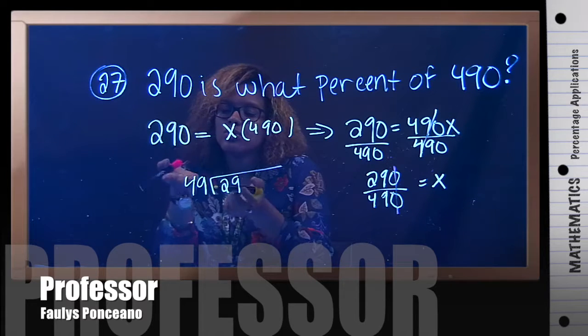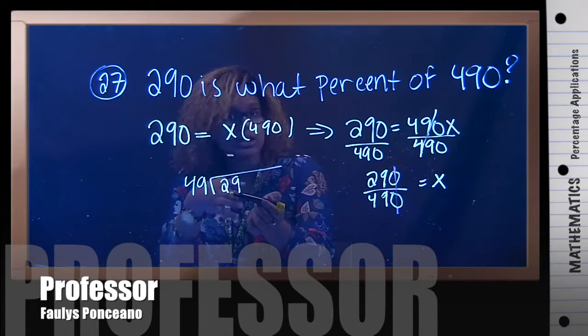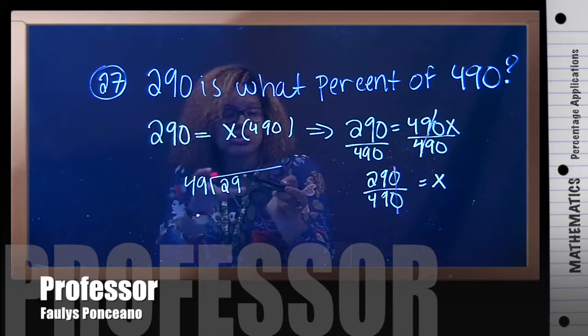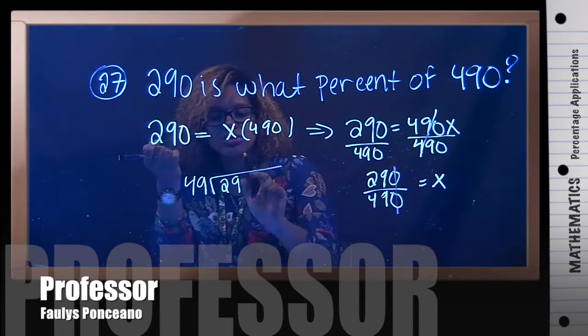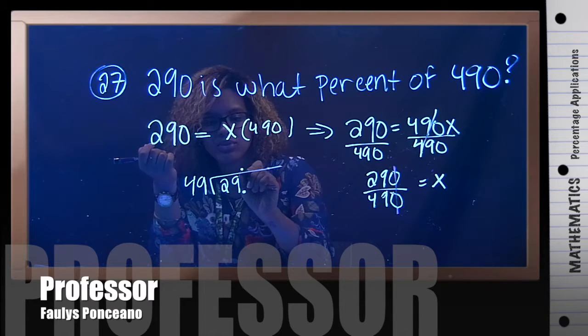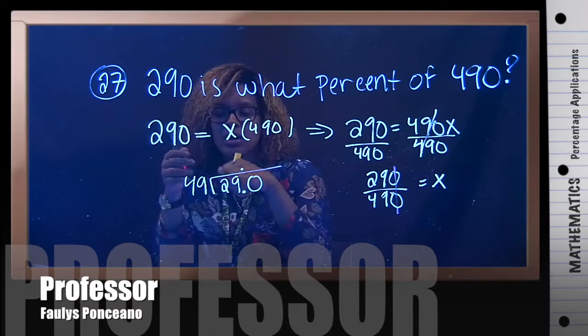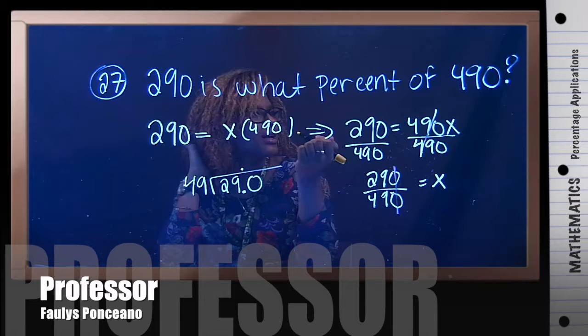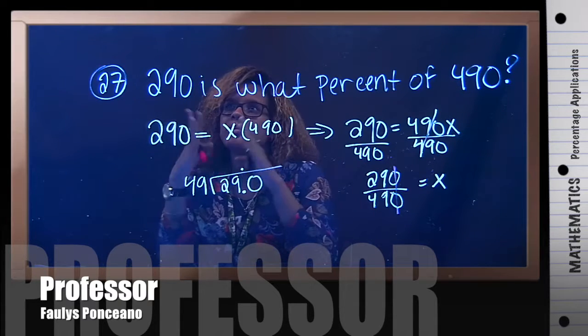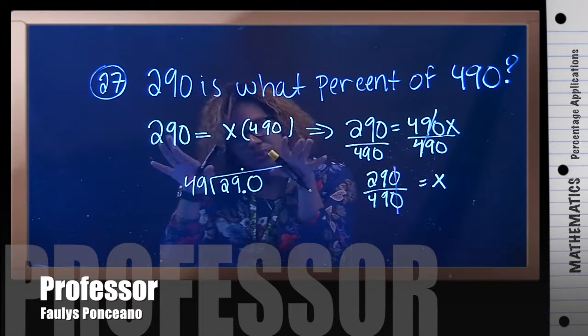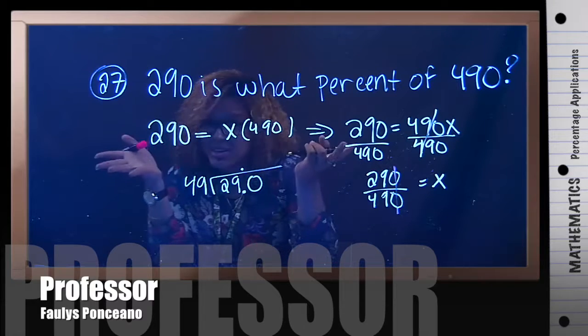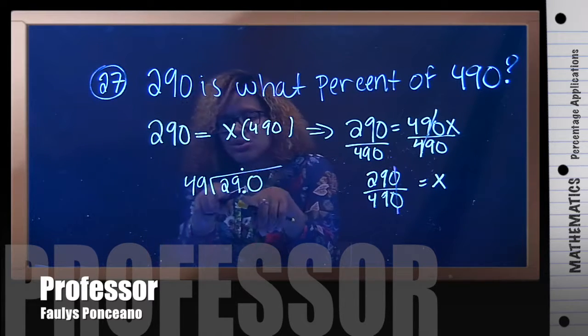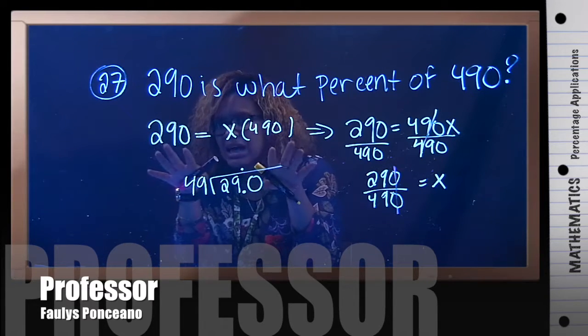Now I ask myself, does 49 fit into 2? It doesn't. 49 into 29? It doesn't. So I'm going to add a decimal and then put my 0. How many times does 49 fit into 290? And here's what you want to ask yourself. Okay, 49 is close to 50, so 2 times definitely is 100. Going to 290, I can say 4 times.